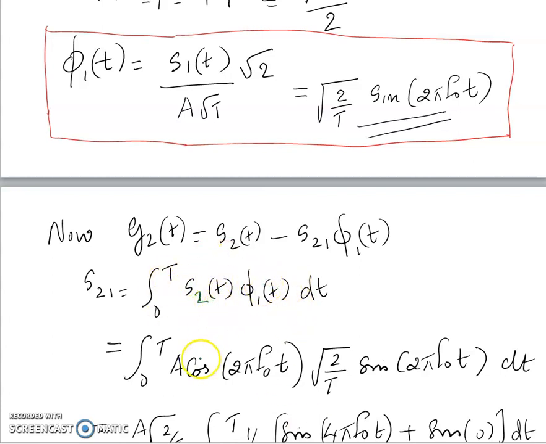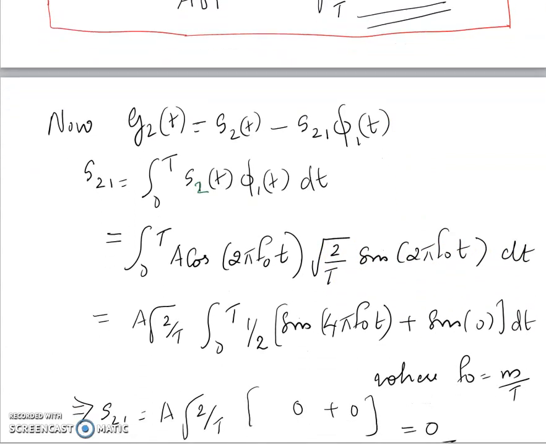What is the second signal? The second signal is A cos 2 pi f0 t. What is the first basis function? We have already noted, root of 2 by T sin 2 pi f0 t. So you need to solve this integral. Take the constant term outside. Here root 2 by T is a constant. You take it outside, then integrate from 0 to T.